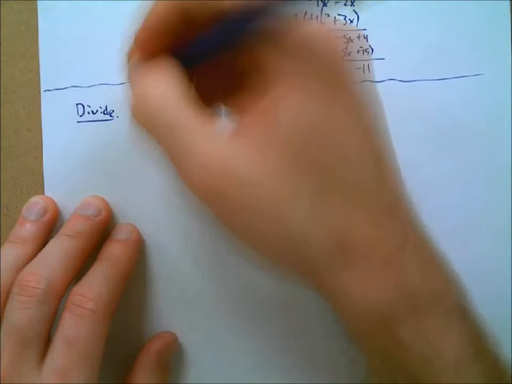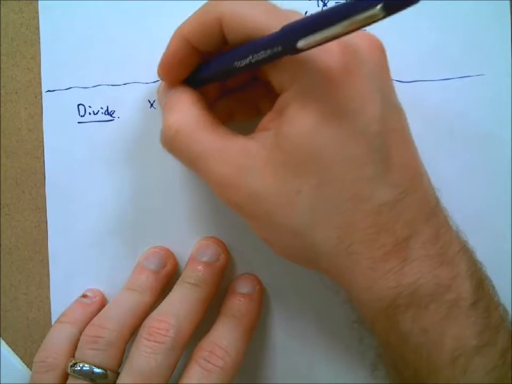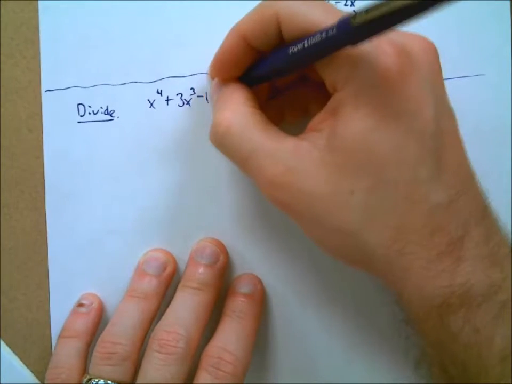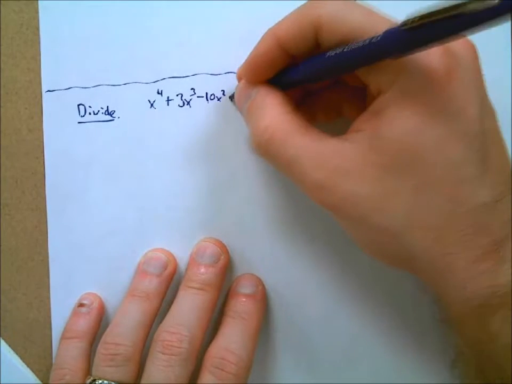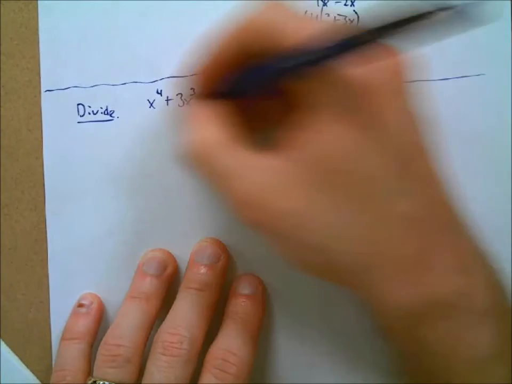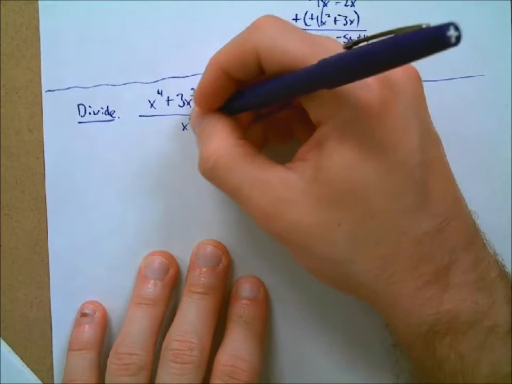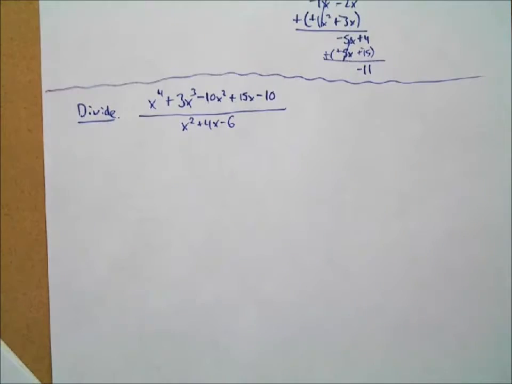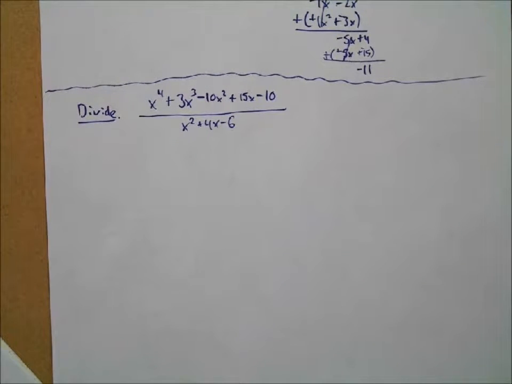Again, we'll just say divide for our directions here. x to the fourth plus 3x to the third minus 10x squared plus 15x minus 10, all over x squared plus 4x minus 6. So this one's a little bit different, right? We're not dividing by a binomial anymore. We're dividing by a trinomial, or a quadratic.